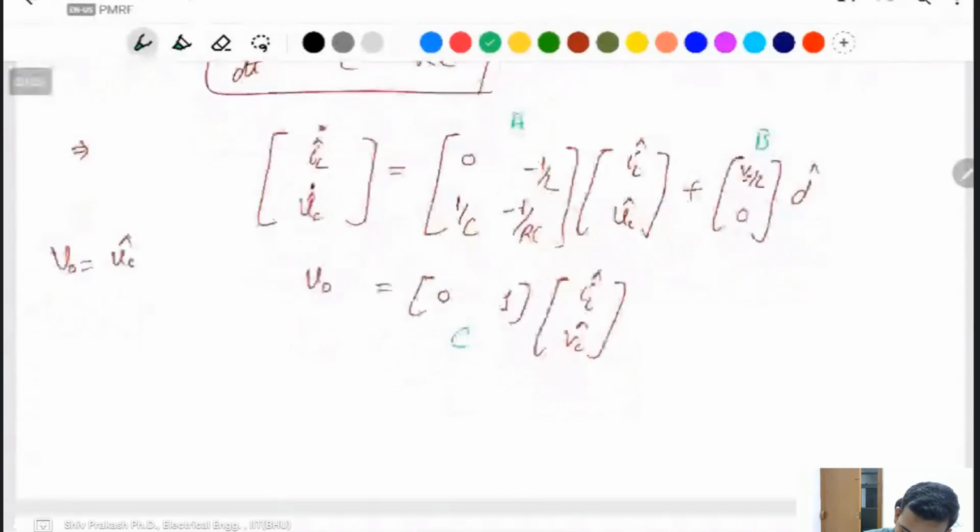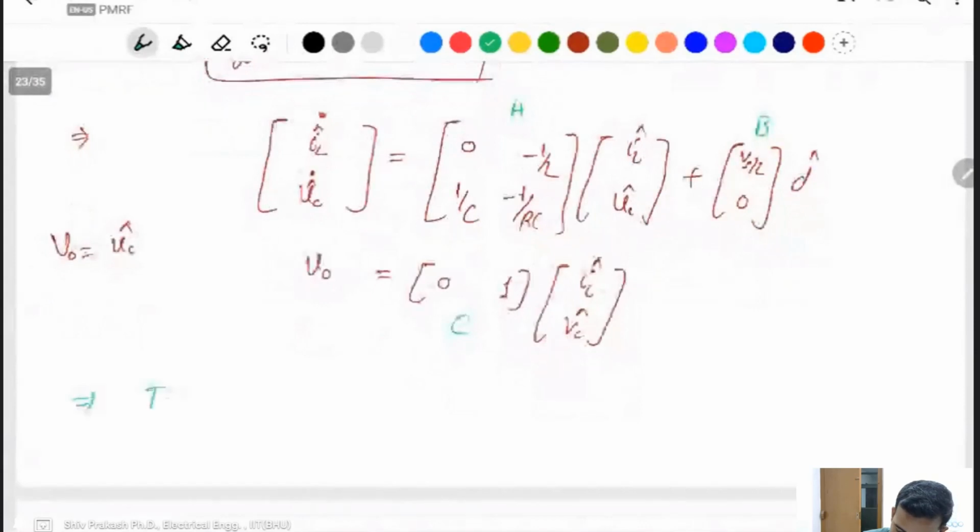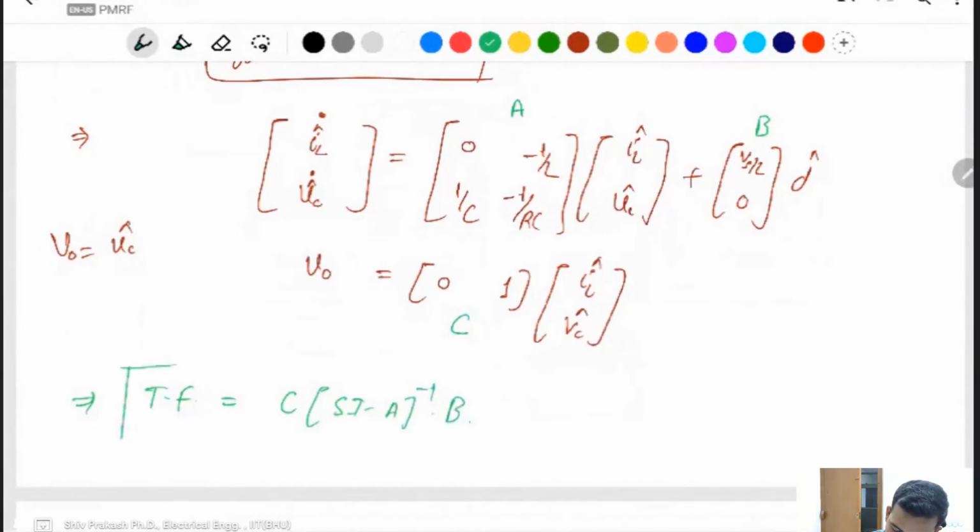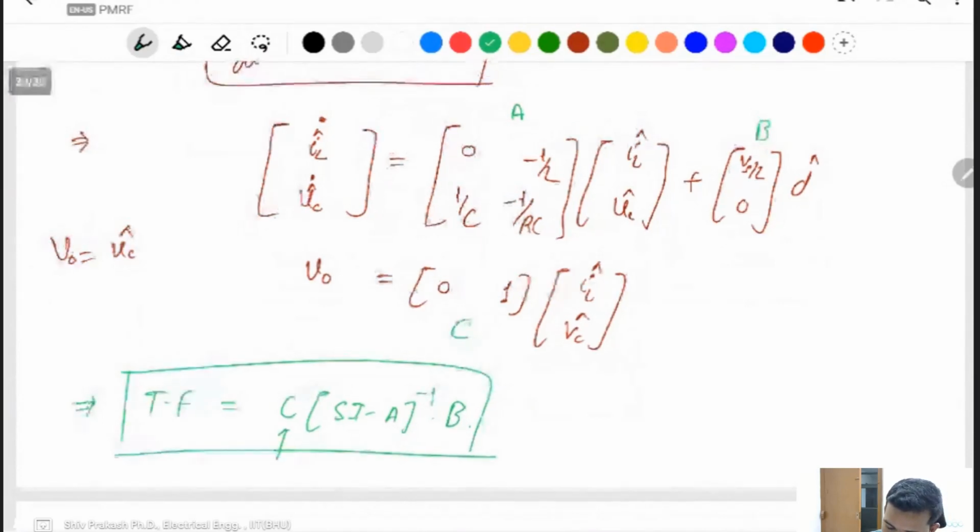If you want to find a transfer function from a state space analysis, you can find it directly by applying C (SI minus A) inverse into B, where C is this matrix, B is the input matrix, and SI minus A is this one. If you apply this, you can find the transfer function of the buck converter.